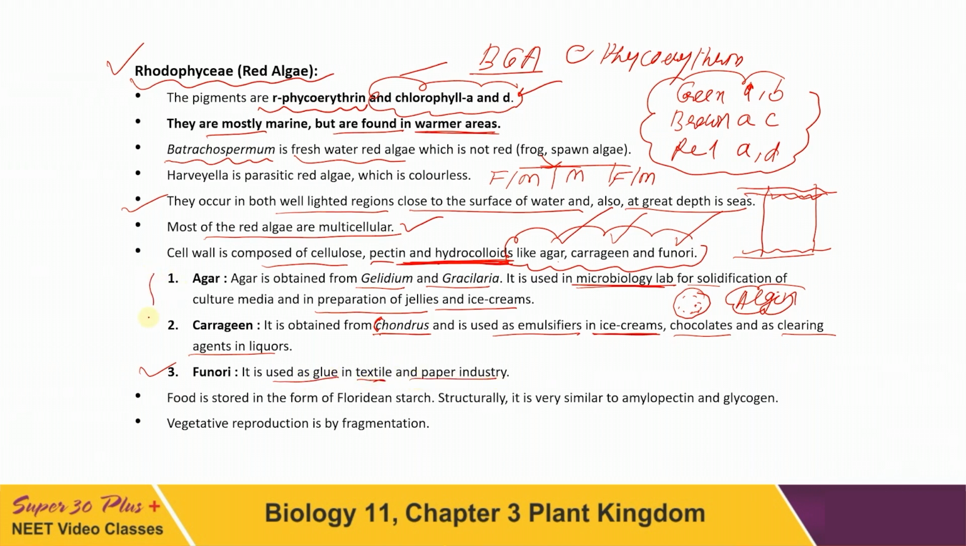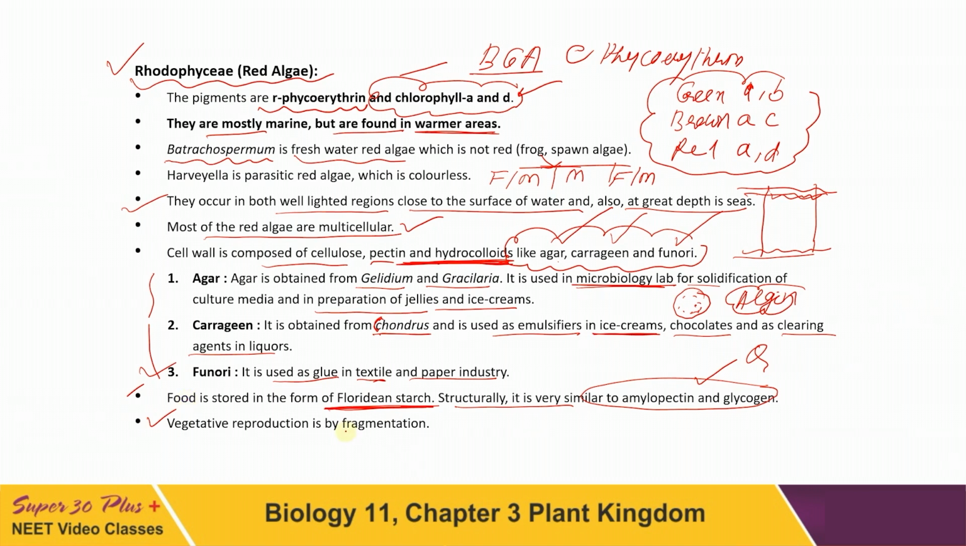You have to remember that the cell wall is very important in red algae. Then how is the food stored? Food is stored here in the form of Floridian starch. And this Floridian starch is structurally very similar to amylopectin and glycogen. This is an important question: Floridian starch has similarity with amylopectin and glycogen.